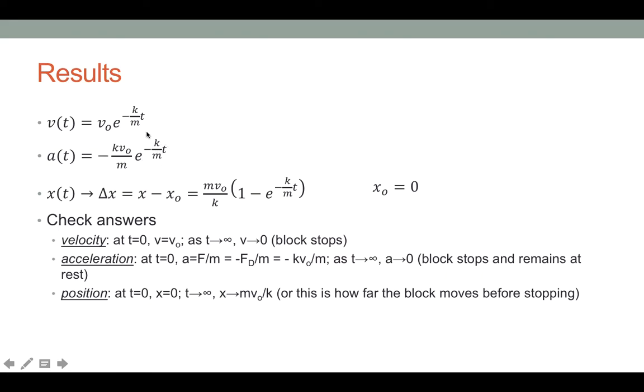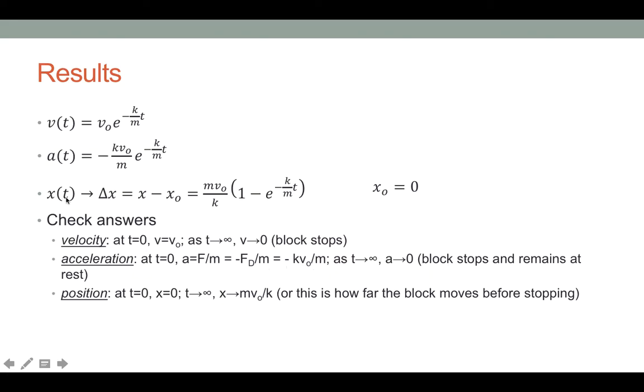As t goes to infinity, this exponential goes to 0, and the block stops, and basically, since it's not accelerating, it remains at rest, which should make sense. Eventually, air resistance will stop the block, and once the block is stopped, it will no longer continue moving. It will not accelerate anymore.